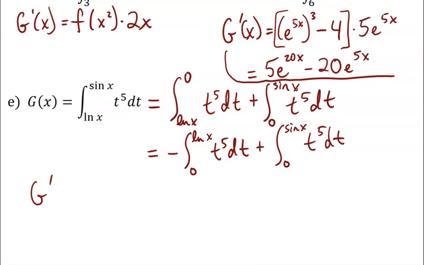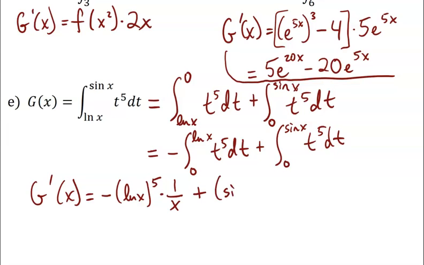So then g prime of x becomes the opposite of this quantity, natural log of x to the 5th, times u prime, which would be the derivative of that, 1 over x, plus, and then plugging sine x in, so sine to the 5th of x, or you could put the quantity sine of x raised to the 5th, but then times u prime, the derivative of the inside, so times cosine x.